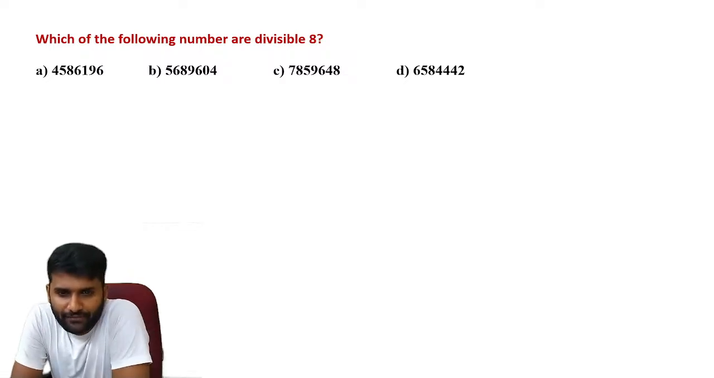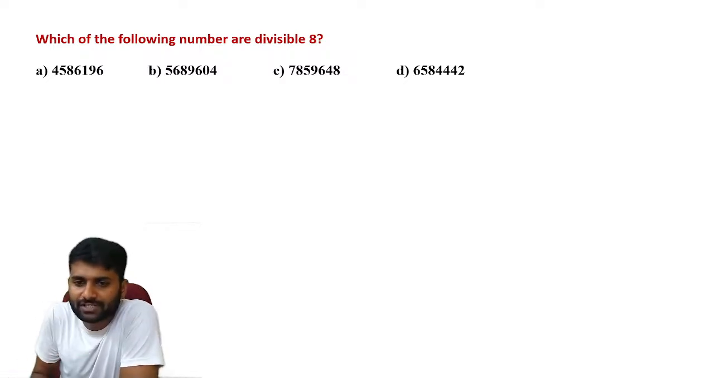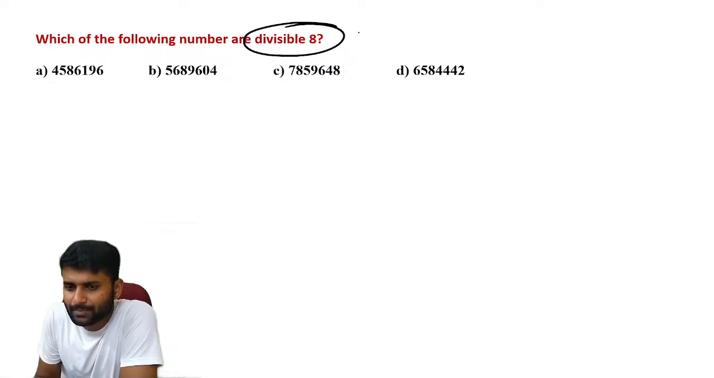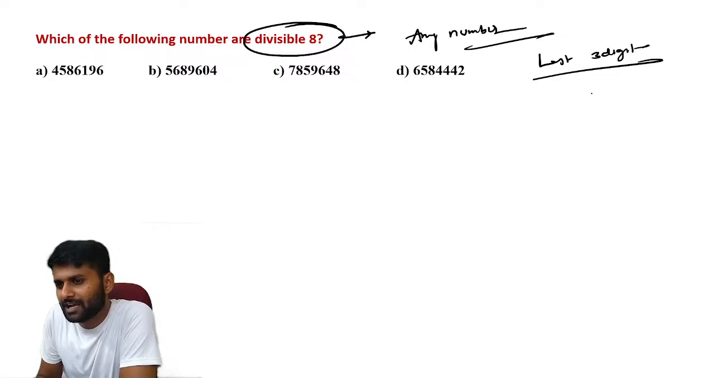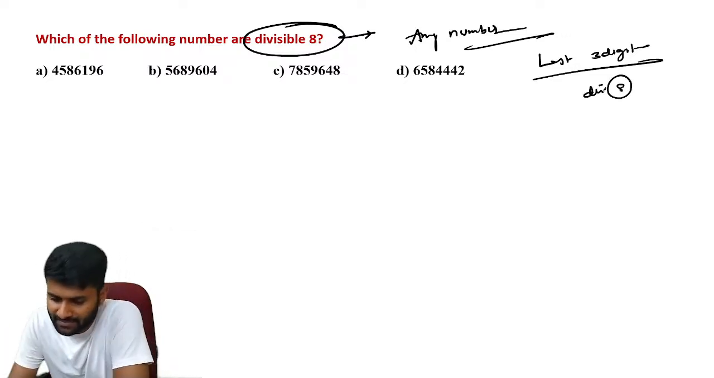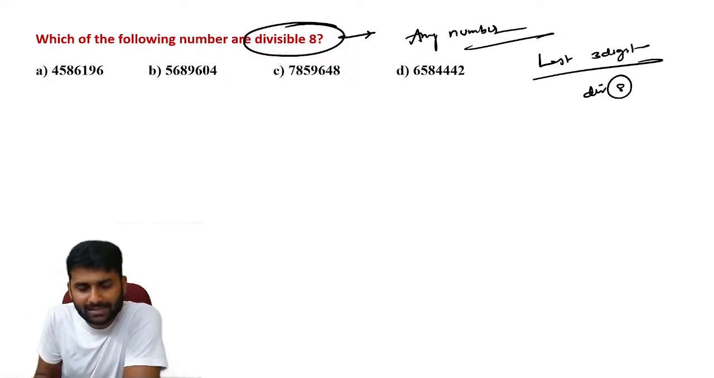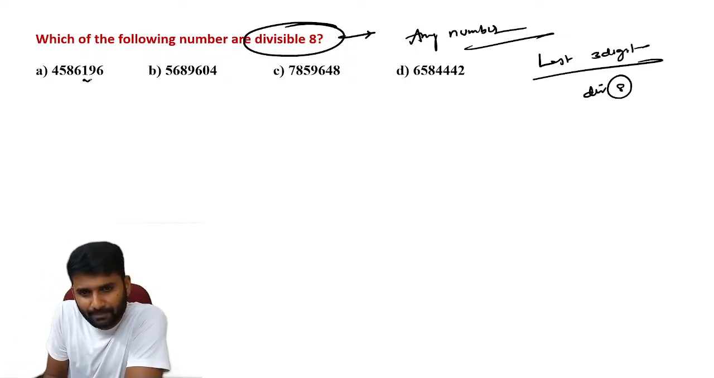Now see this question. Which of the following numbers are divisible by 8? So this question is completely based on a property. The property says that in any number, if the last three digits are divisible by 8, then the entire number is divisible by 8. Let's see this information. Pick the last three digits.